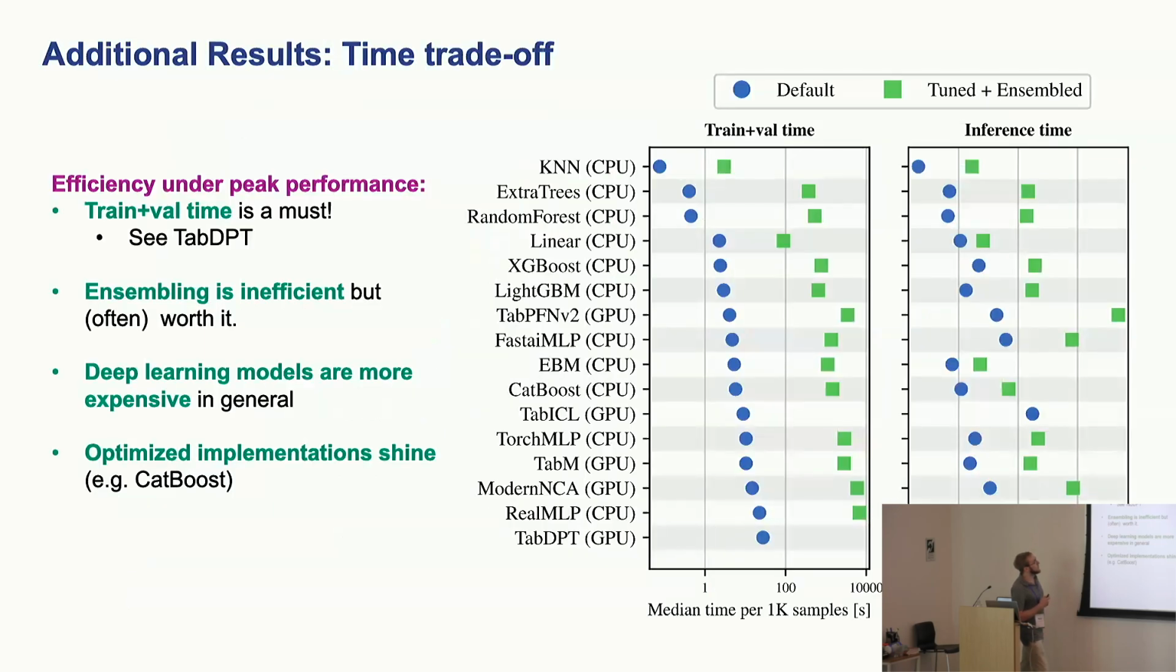Some additional results. We can also track the run times of these systems, both for inference time and for training and validation time. And note that some models, such as TabGPT, even though they train very fast, their inference time is incredibly slow. So it's good to look at both of these things.